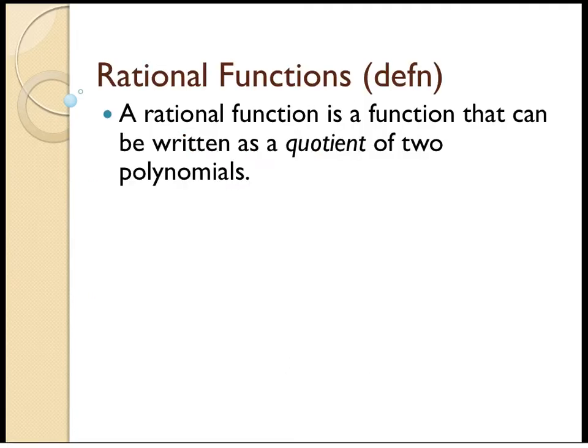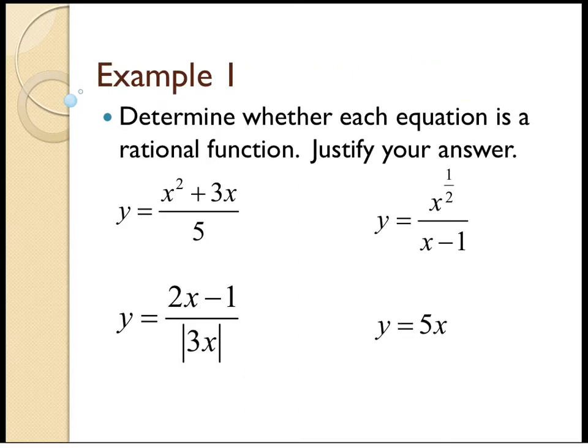We have our definition first. A rational function is a function that can be written as a quotient of two polynomials. So a rational function is a polynomial over a polynomial. Okay, so in the last chapter we discussed the definition of a polynomial, and so it's any polynomial over any polynomial. So the next slide is of items that are rational functions or possibly not rational functions.